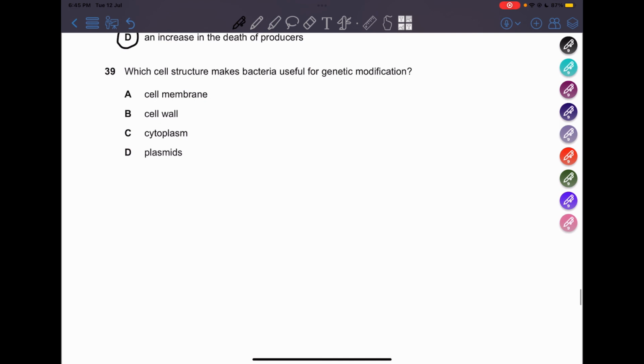39. Which cell structures make bacteria useful for genetic modification? We know that bacteria actually get modified through the plasmids. We remove the plasmid and insert into it the DNA of humans. So actually all of this occurs in the plasmids.